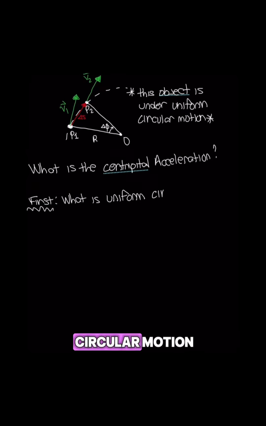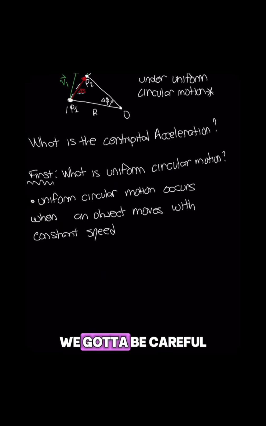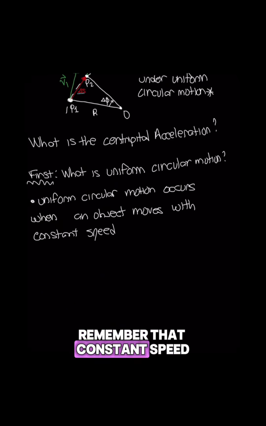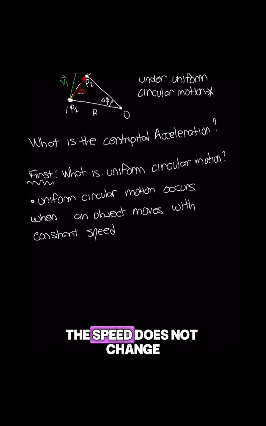First, what is uniform circular motion? Uniform circular motion occurs when an object moves with constant speed. We've got to be careful with this definition. Remember that constant speed just means the speed's constant, not the velocity. So when the object's moving, the direction of the motion can change, but the speed does not change.